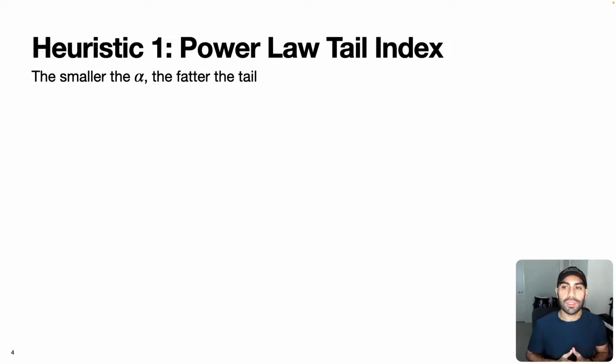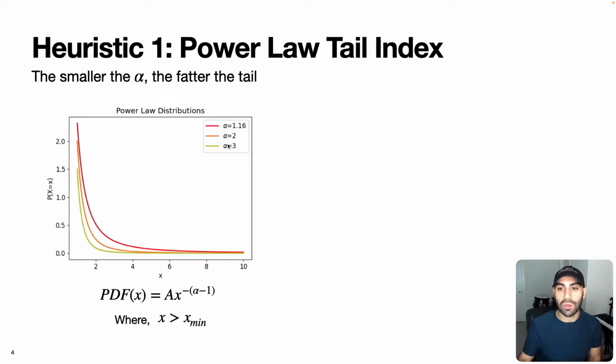So starting with heuristic 1, the power law tail index. As we saw in the first video of this series, the smaller a power law's tail index, i.e. alpha, the fatter its tail. This is illustrated by this plot here, where we see with changing alpha values, you can see the tails of the distribution getting fatter and fatter. So rare events become more and more common as alpha decreases.